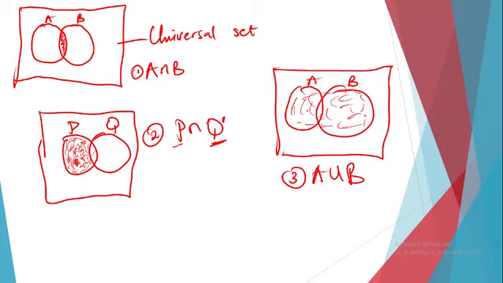A union B means what? The combination of the two sets A and B, like bringing them together without the repetition of any number. You remember what we said about union? Yeah, so this is union, this is intersection, and then this is what? Complement.